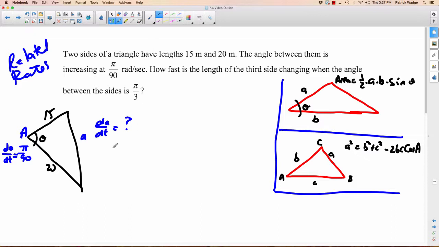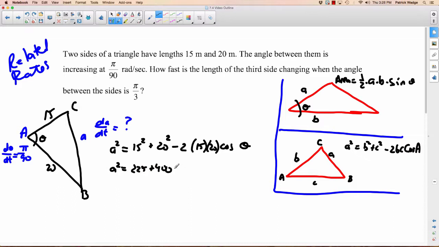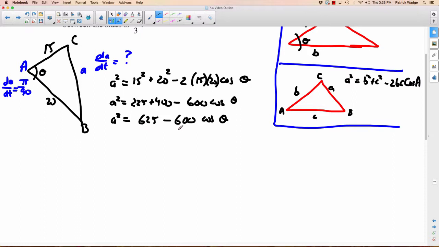So I'm going to write A squared equals B squared. Why don't I put 15 squared there? So this is my B here, this is my C, plus C squared, so that's 20 squared, minus 2 times B, which is 15, times C, which is 20, cosine of A, I'll call it theta. So A squared equals 225 plus 400 minus 2 times 15 is 30 times 20 is 600 cosine theta. So A squared equals 625 minus 600 cosine theta. And remember, what you now do is you're going to differentiate both sides of this with respect to t.